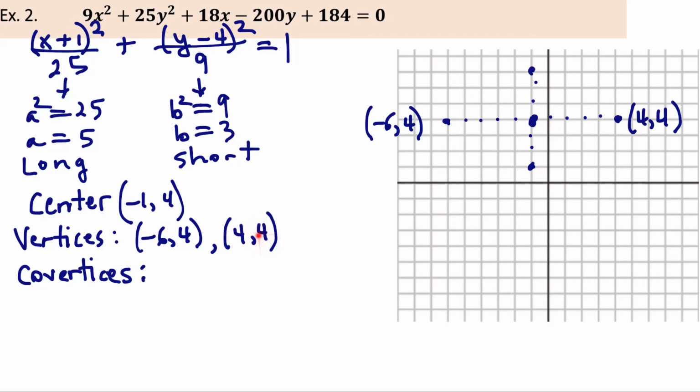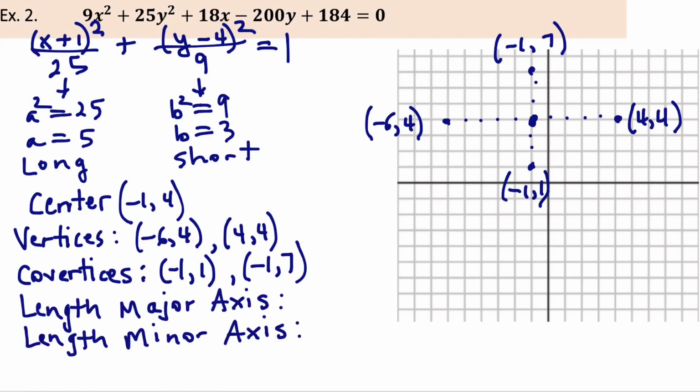All right, and then let's go ahead and figure out my co-vertices. So they're in line here. So that's your X of -1. So up to 7 here. And then here, -1, 1. So let's write those down. These are the endpoints of my minor axis, and those are called co-vertices.